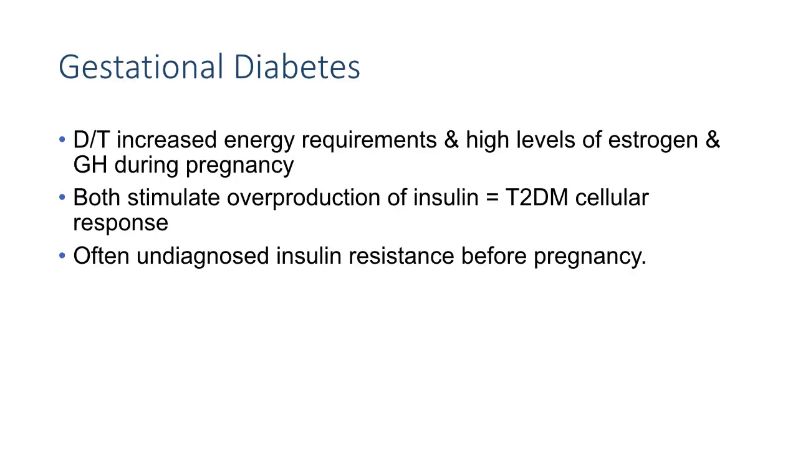Gestational diabetes is essentially caused because we have increased energy requirements, high levels of estrogen, growth hormones. Anytime you increase growth hormone, you need additional energy production, which means additional insulin. So it's basically going to stimulate the overproduction of insulin again, and you're going to get a type 2 cellular response, decreased sensitivity to insulin over time. And essentially, this is just an insulin resistance type syndrome, which is why it's a marker for type 2 diabetes down the road.